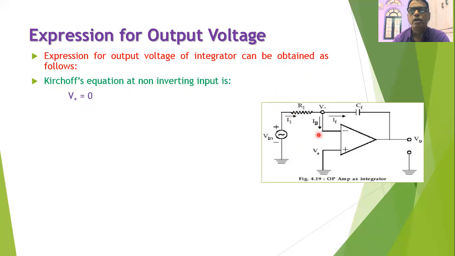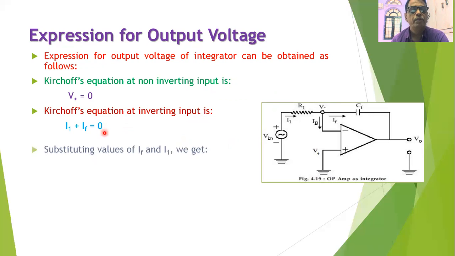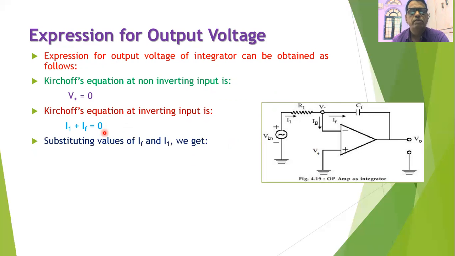We know that the non-inverting input of the operational amplifier is grounded, and therefore we can write the Kirchhoff's equation V plus is equal to 0. Similarly, we can obtain the Kirchhoff's equation at the inverting input. At the inverting input, you will find that there are 2 currents meeting, I1 and IF, and therefore the summation of the currents is equal to 0. That is, I1 plus IF is equal to 0.